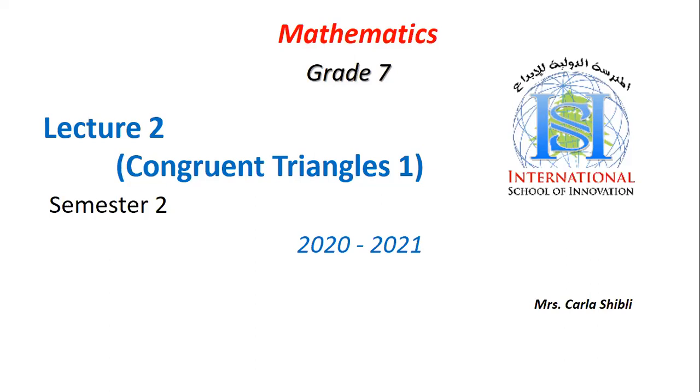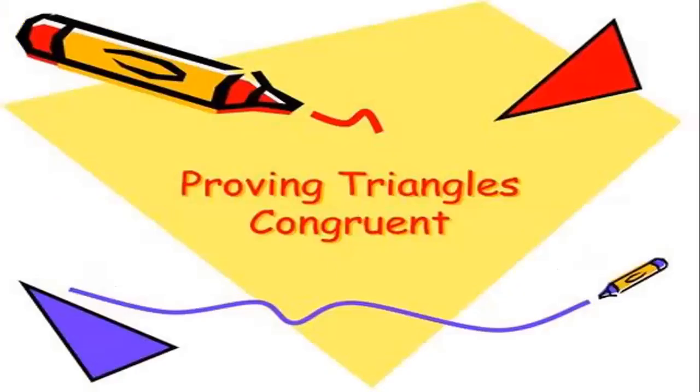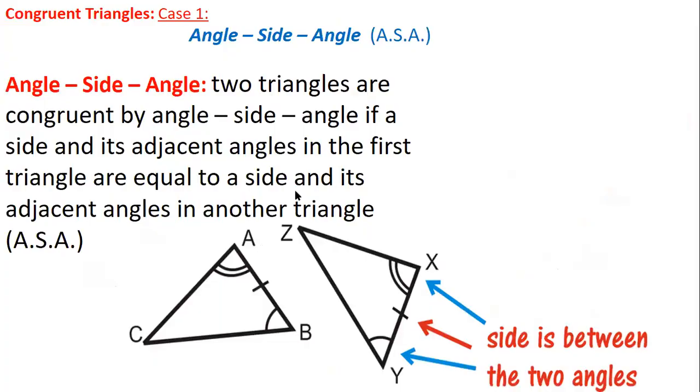So this case we talked about yesterday. Two triangles are congruent if a side in the first triangle is equal to a side in the second triangle, with the adjacent angles. What do we mean by adjacent angles? As I discussed yesterday, this is what is meant by adjacent angles.